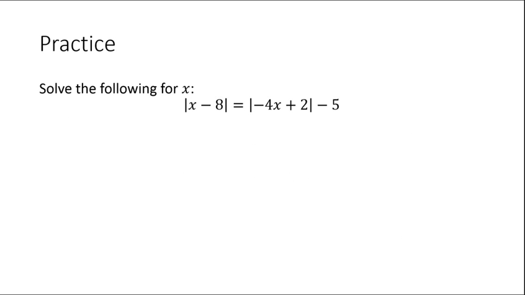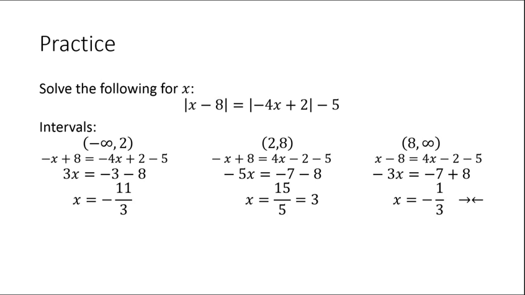As you can imagine, these kinds of problems are not always the most straightforward. So take a moment right now, pause the video as you need to, work through this practice problem. And here we go. We break it into 3 intervals, one between negative infinity and 2, one between 2 and 8, one between 8 and positive infinity, and notice that one of our 3 solutions was not a valid solution, so that there are only 2 solutions here, x equals 3 and x equals negative 11/3. And that's it.